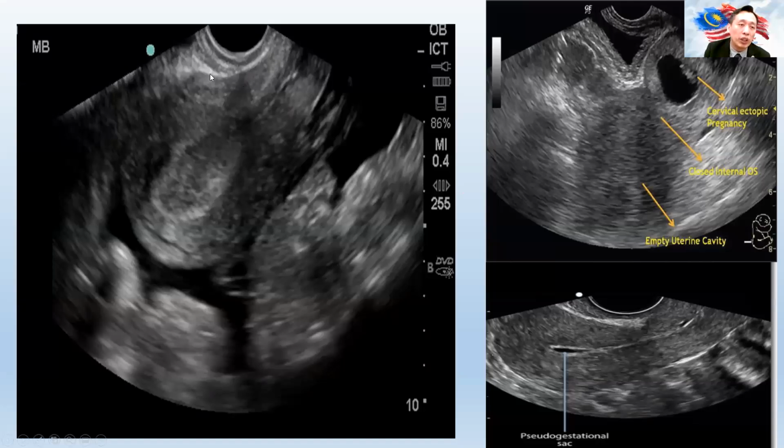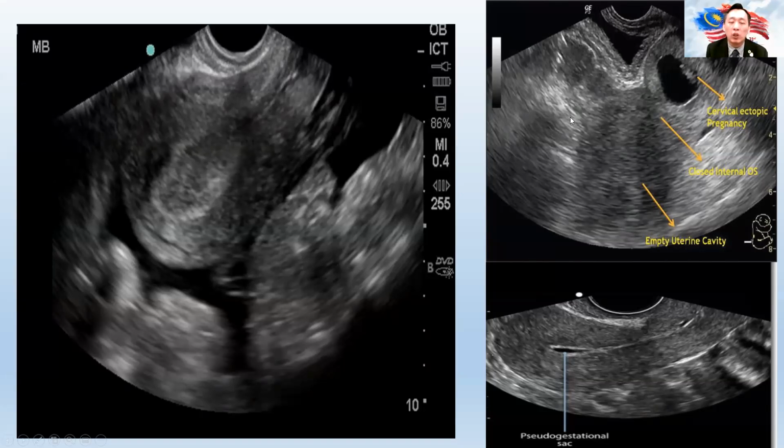This is to show you the uterus here. The endometrial lining is thickened because of the pregnancy hormone. However, you cannot see a sac. Over the right lower side, you can see a pseudosac. It is not a sac, it is just a fluid collection. On the right upper image, you can see a gestational sac with a fetal echo inside. This is what you want to see.